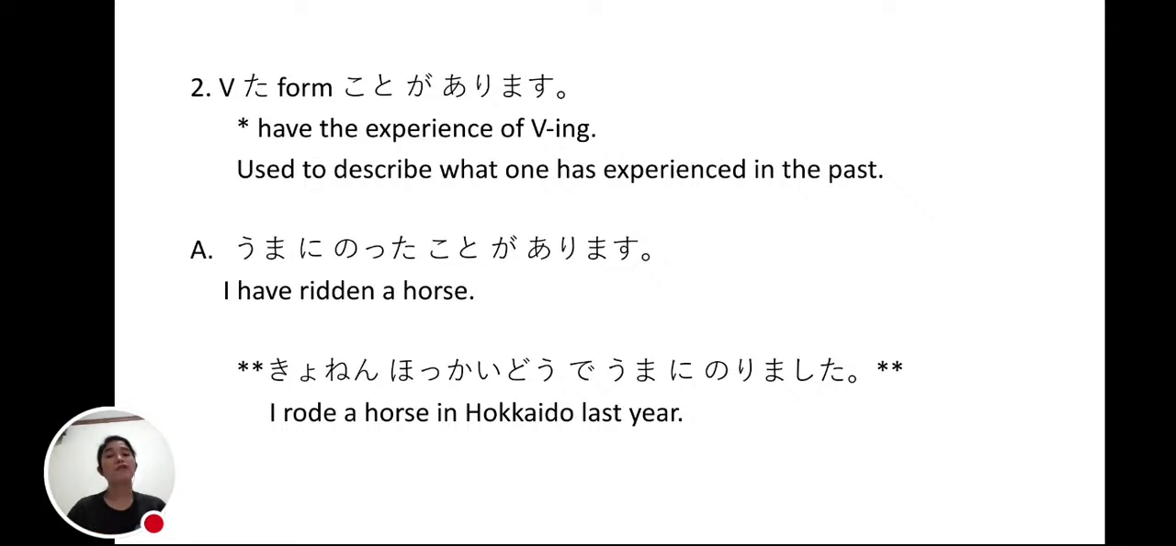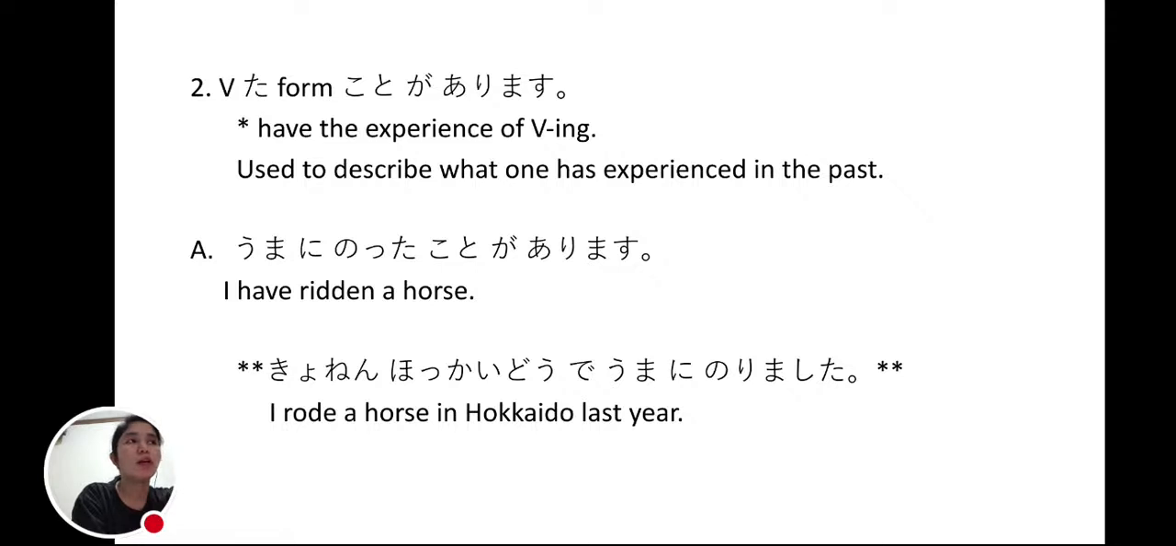So, just like that. For example, in our letter A, we have: Uma ni notta koto ga arimasu. I have ridden a horse. Okay? So that is your experience. Na-experience mo yun. What you have experienced is you have ridden a horse. Okay? If you want to put the place, just add the place. For example, Uma, and then Hokkaido de. Hokkaido de notta koto ga arimasu.